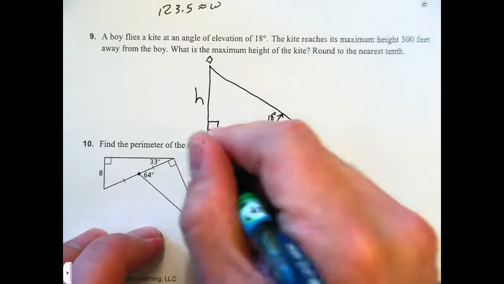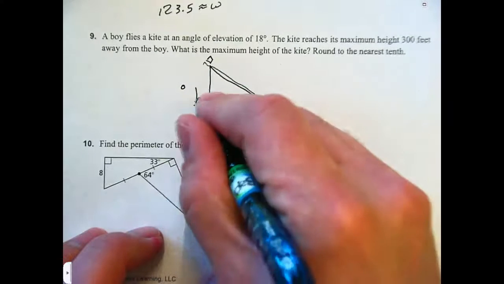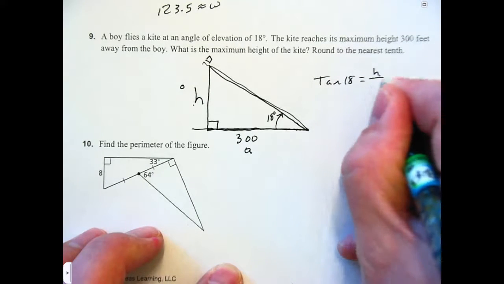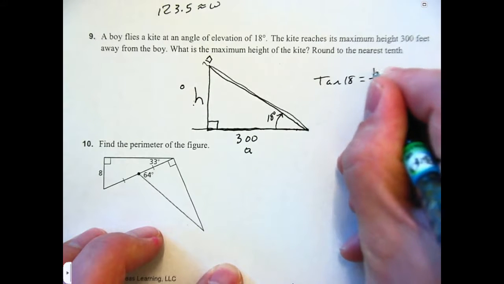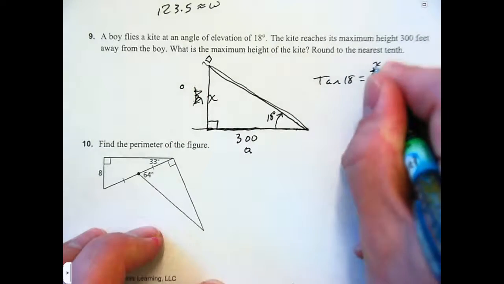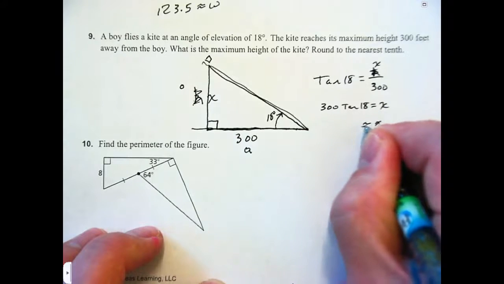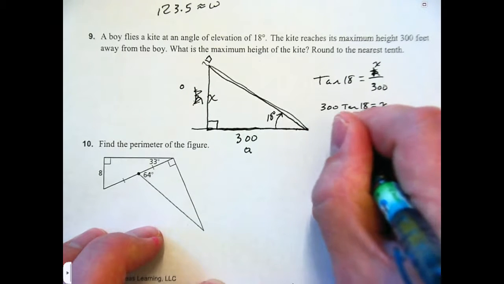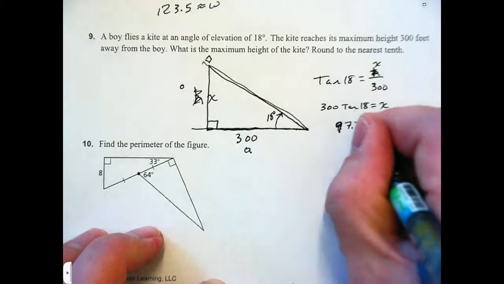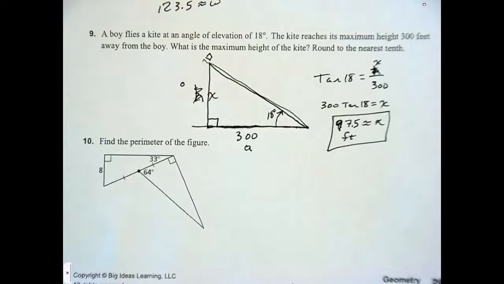If I'm trying to figure that out, I need to deal with these two sides right here. This is my adjacent. This one's my opposite. I know that looks like the hypotenuse there, but that's our height. So we have tangent of 18 equals opposite over adjacent. Remember, h is our height. If you want to use a different variable to make it less confusing, call it x. So 300 tan 18 equals x, or x is approximately 97.5 feet.